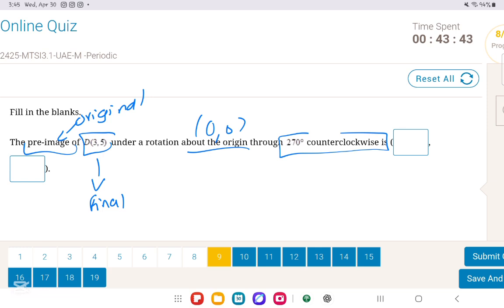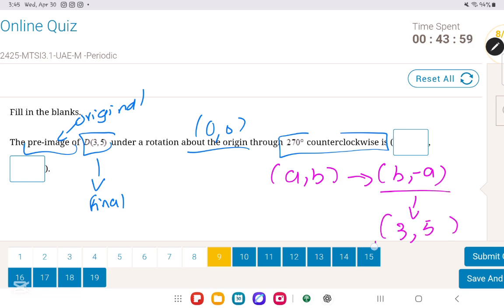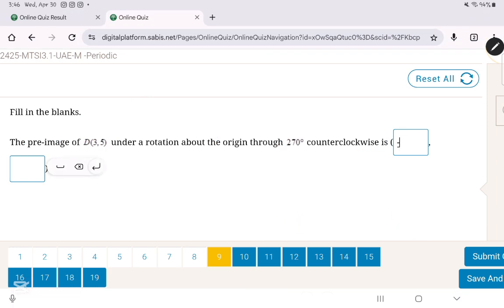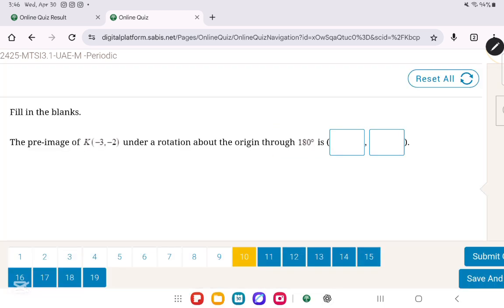So 270 degrees counterclockwise, it is what? It is that AB will become what? It will become B minus A. Keep in mind, AB becomes B minus A. So we are given what? We are given B minus A, which in this case is 3, 5. We need to return it to AB. Returning it to AB, it will become what? It will become minus 5, 3. So very simply, this equation over here, it is minus 5, 3. We move on to question number 10.